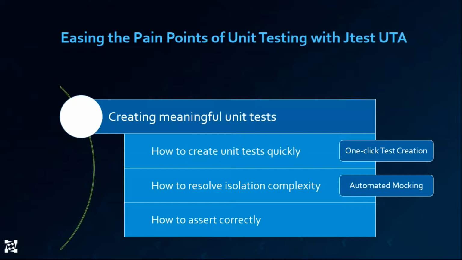The second thing is isolation. Now, what we showed you there was, in essence, a fully automated mock. So that was created just by interrogating the code. As you may have noticed, it was an interface.